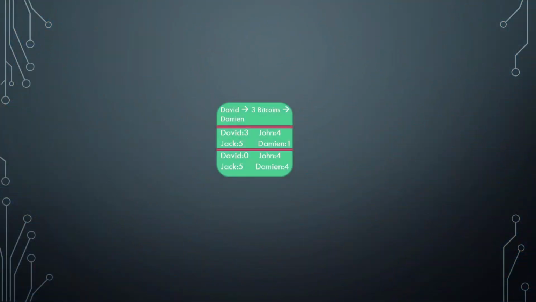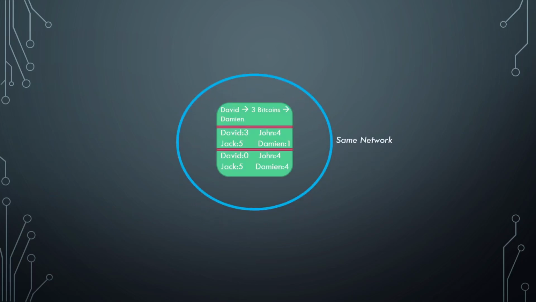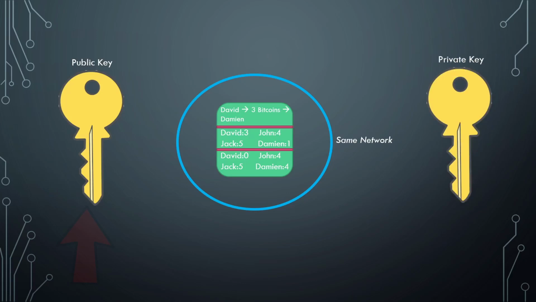Now let us dig deeper into the transaction between David and Damien. Both of these individuals are inside the same network with John and Jack, and each of these individuals has a public key and a private key. A public key is a key which allows you to receive transactions.